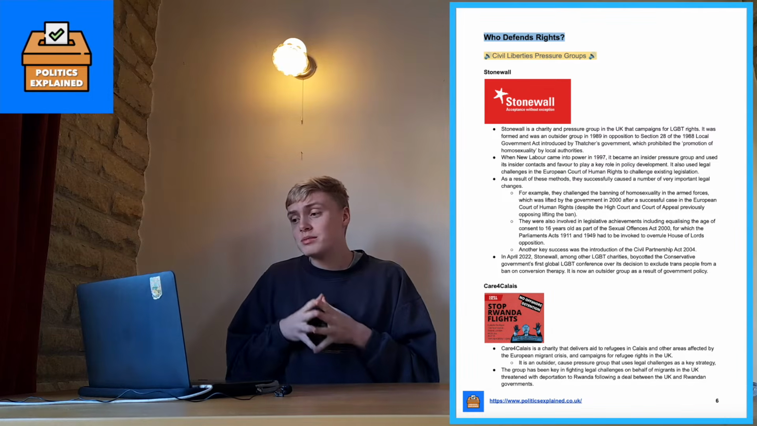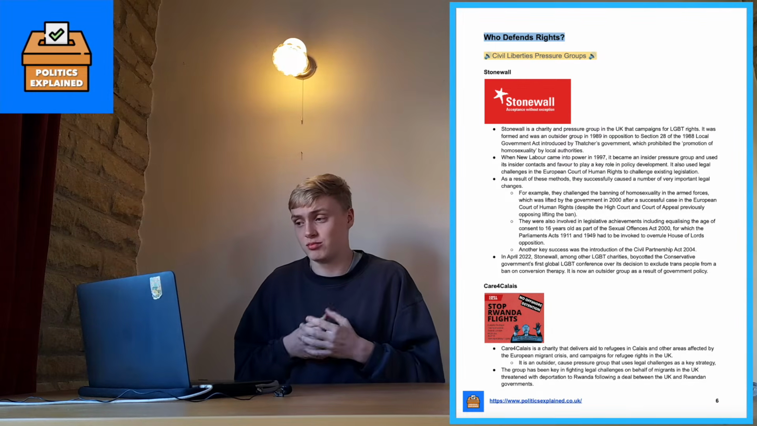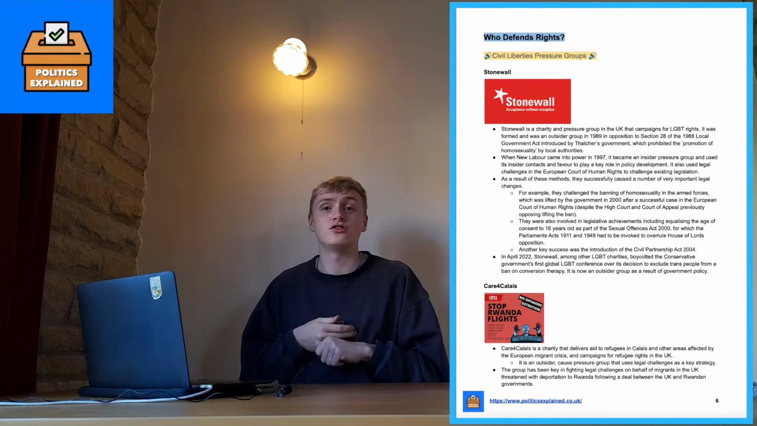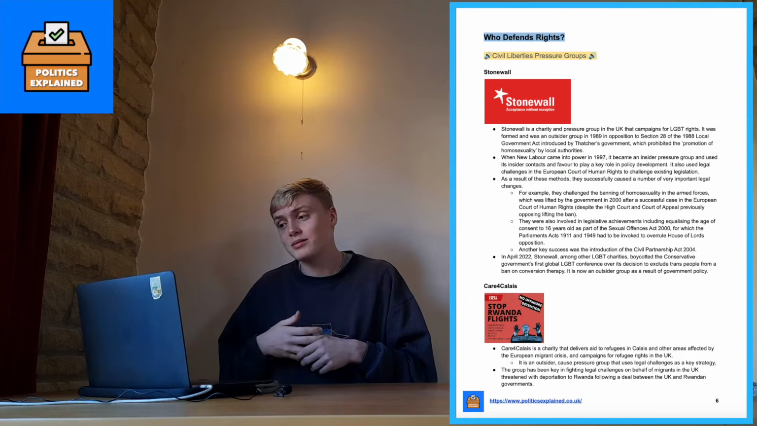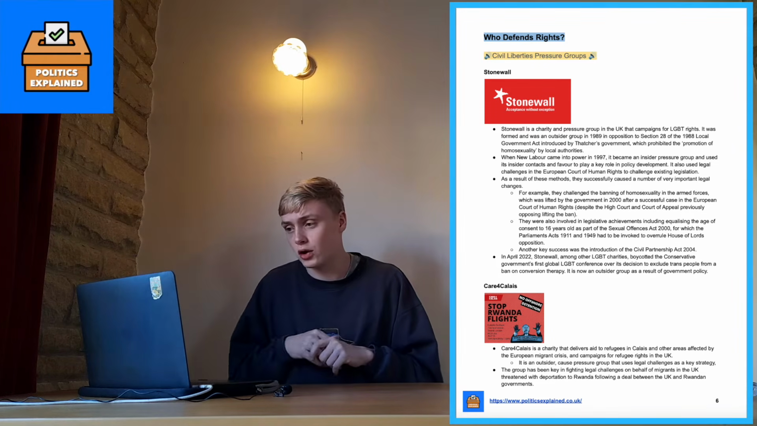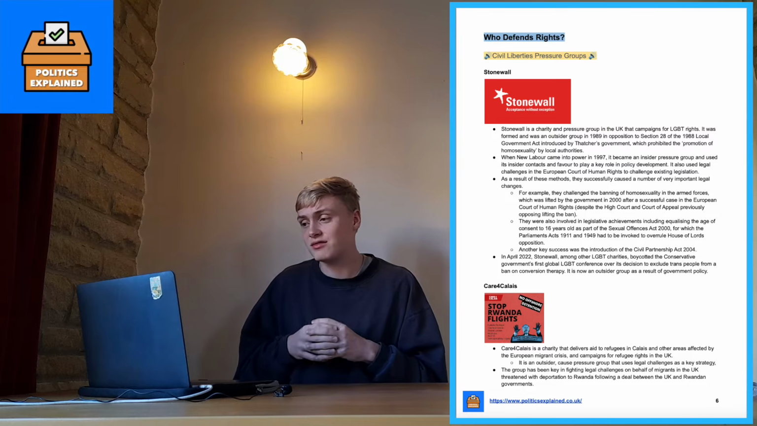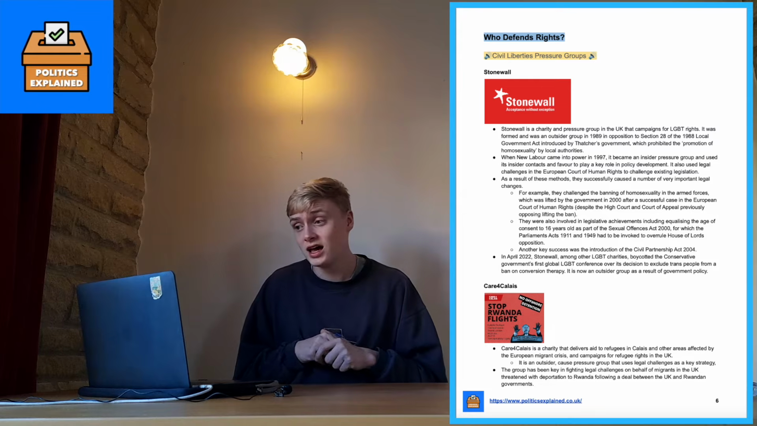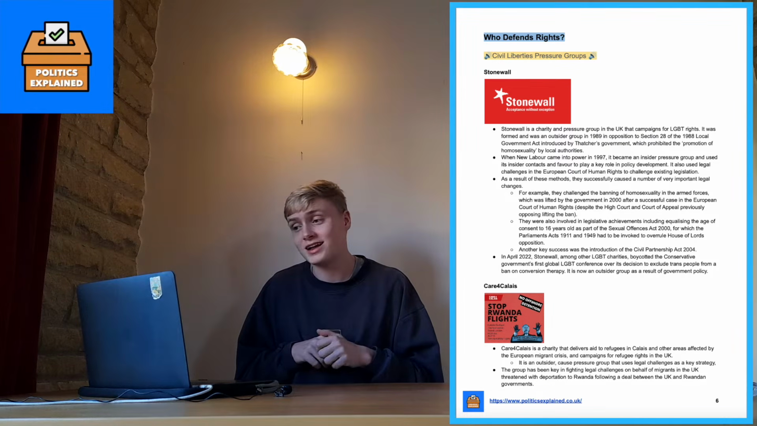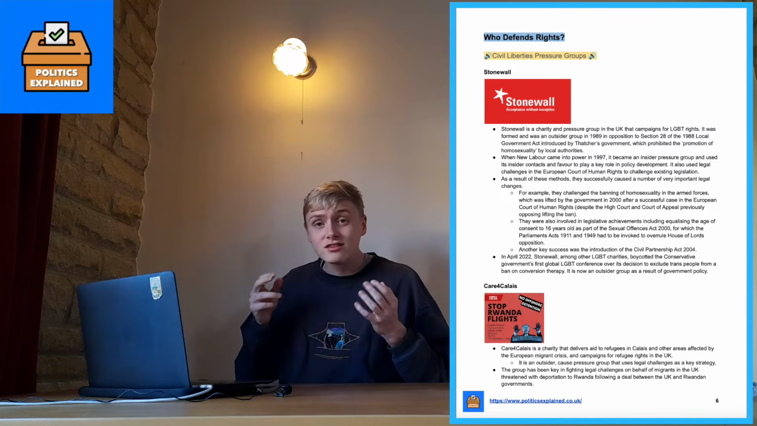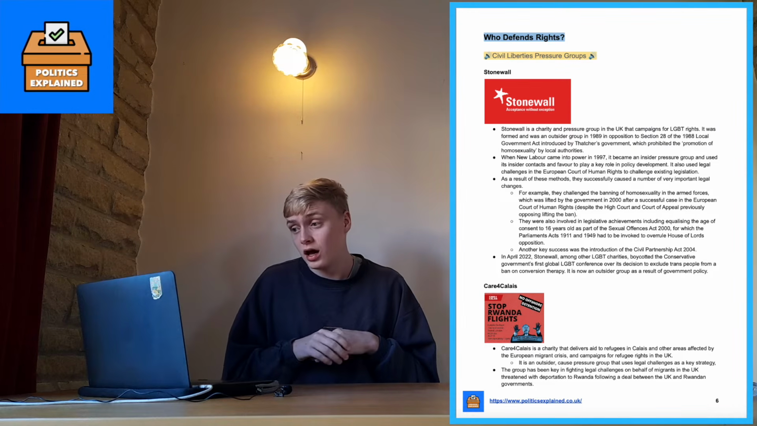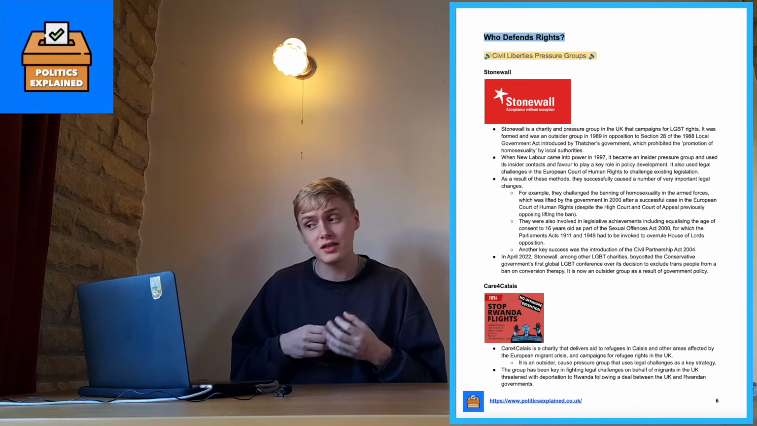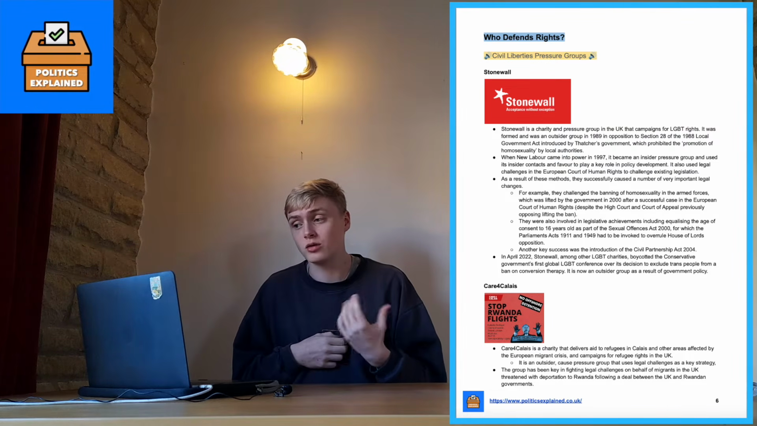So when Labour came into power, it became an insider pressure group, though. So it started as an outsider, obviously in opposition to the Conservative government, who had introduced discriminatory laws. When New Labour came into power, it took on more of an insider pressure group role, and used its insider contacts and favour to play a key role in policy development, whilst also using some outsider tactics in the European Court of Human Rights to challenge existing legislation. And they had significant success because of that. So, for example, they challenged the banning of homosexuality in the armed forces, which was lifted by the government in 2000 after a successful case in the European Court of Human Rights.